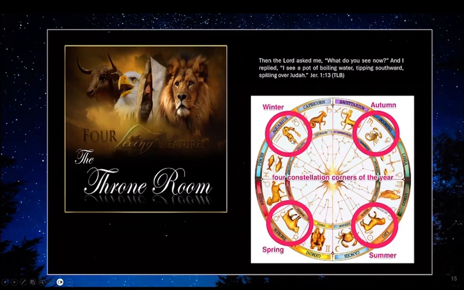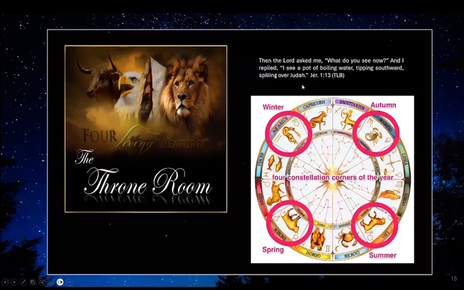Okay, we see a man and a water pot, but the Hebrew name for the sign of Aquarius is Dali, and it just means the water bucket. There is no man. That was added. The Hebrew name has nothing to do with a man. The focus is just on a water bucket. And we see this in Jeremiah 1:13 when we talked about the sign of Aquarius. This verse here is very telling. Then Yahuwah asked me, what do you see? He's talking to Jeremiah. What do you see now? And I replied, I see a pot of boiling water. That's all he sees. He just sees a pot of boiling water and it's tipping southward.